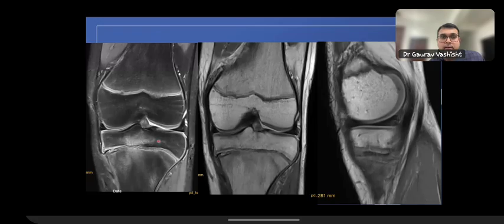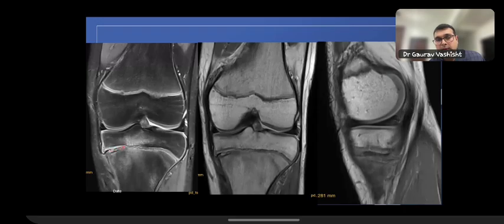And so this falls under type 1. If it would have gone above, that would be type 2, and if it's below, it's type 3. Now what is happening is that there is effusion, there is fluid buildup here within the growth plate on the medial aspect.